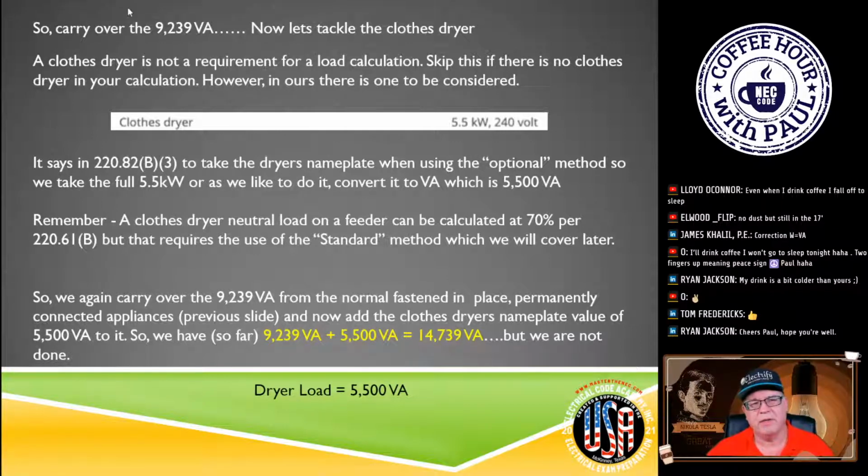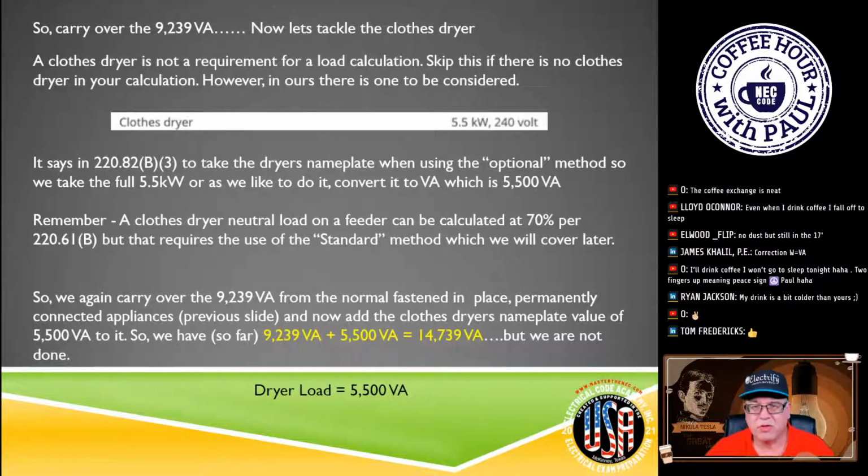We're going to add the dryer. Now, the clothes dryer is not a requirement. That's another thing I hear from people all the time. You got to add one. Now, if you're doing an exam and they don't give you a clothes dryer, then don't assume a clothes dryer. Don't add it into something. Don't start overthinking it.